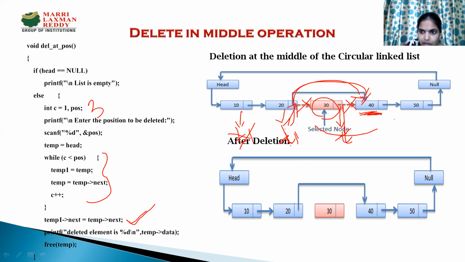This is the representation before deletion and this is after deletion of a node in a circular linked list. Finally, if you want to print the data which you deleted, you can print that data. Because this 30 is pointing to temp, you can print the temp data. If you want to free up the memory, use dynamic memory deallocation, that is free, and you can free up the memory of that deleted node. This is how you can delete a node from the middle of the circular linked list also. Hope you have understood the deletion procedure.